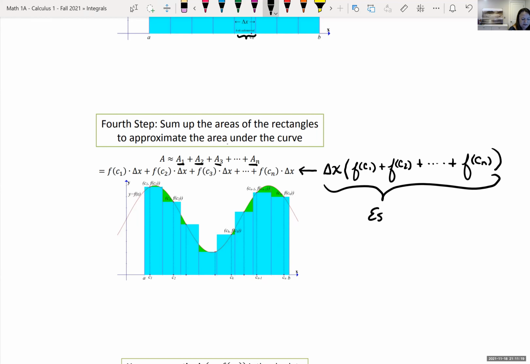So this is the estimate of the area under the curve. The more rectangles we use, the more accurate our estimate is going to be.